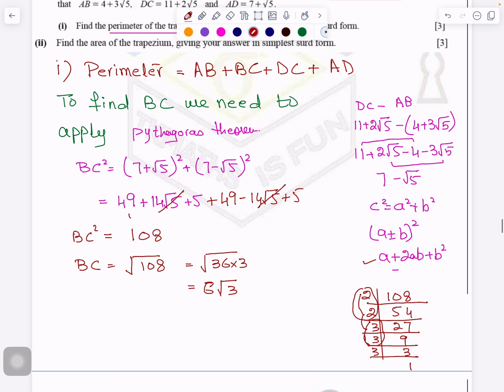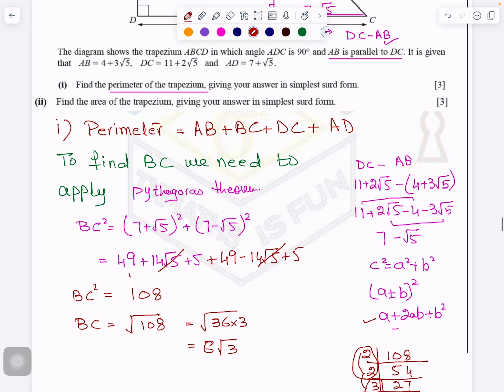Now I will add up all these sides, which are these. So now perimeter will be, just a minute.